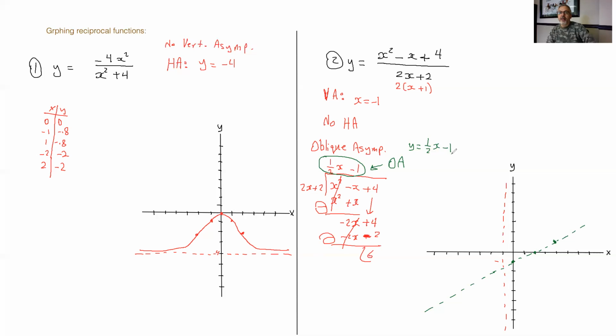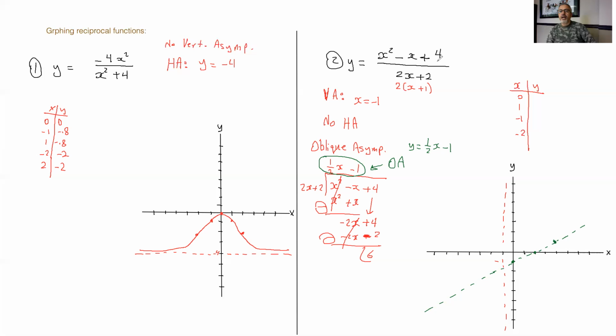So from there, I have to do a table of values to figure out where everything is going. So x, y, and always, as I said to you, find a few points on this side of the vertical asymptote and on this side of the vertical asymptote. So I'm going to start off with 0, maybe 1, and then negative 1 and negative 2. And I'll see what kind of points they give me. And hopefully those will be enough to draw my graph.